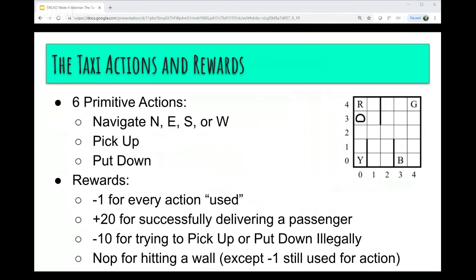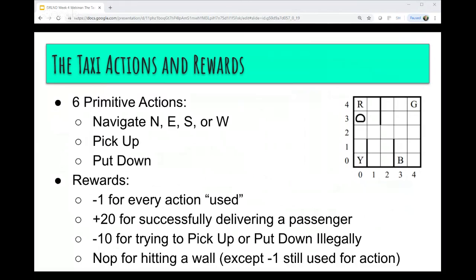If the agent successfully delivers a passenger, that means there's a passenger on board the cab, it arrives at the correct destination and performs the put down action, then the agent receives 20 points reward. If the agent tries to pick up a passenger when the passenger doesn't exist in the square where the pickup action is taken, or it tries to put down or drop off a passenger at the wrong location, the agent is penalized with a reward of -10 for that action.